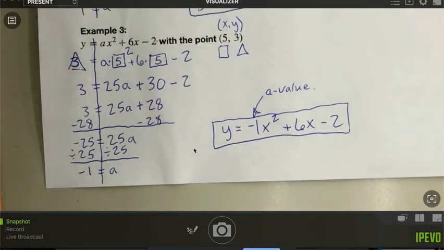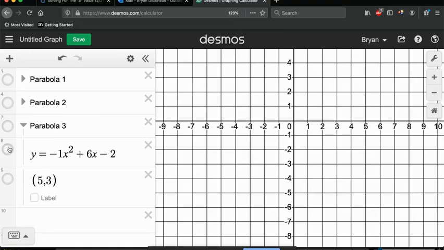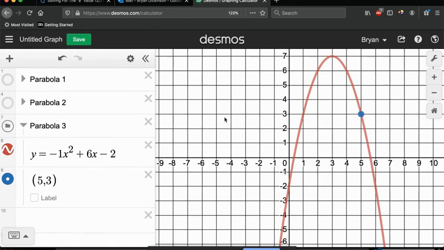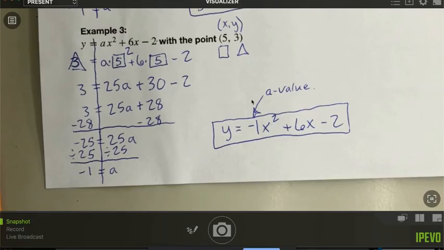And let's take a look at the graph one last time. Sure enough, when -1 is in front of that x squared term, it goes through 5, 3. So that's all there is to it. You just got to take your format. You got to replace x and y with any point. In this case, I only gave you a single point, but if I gave you 10 different points, you could use any of the 10, and they would all get you the correct a value.